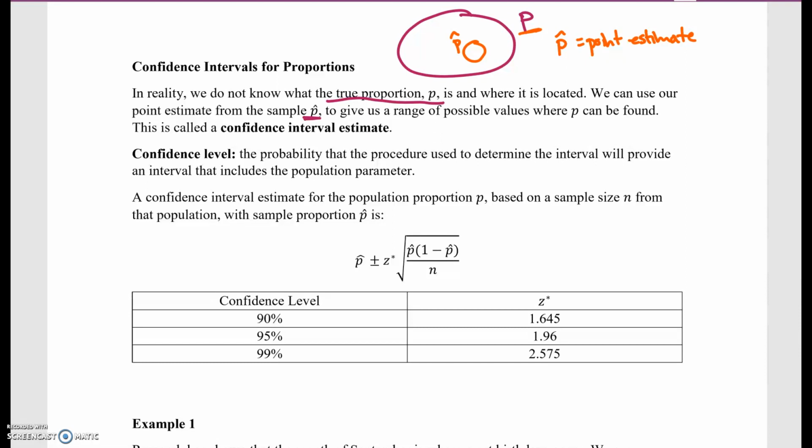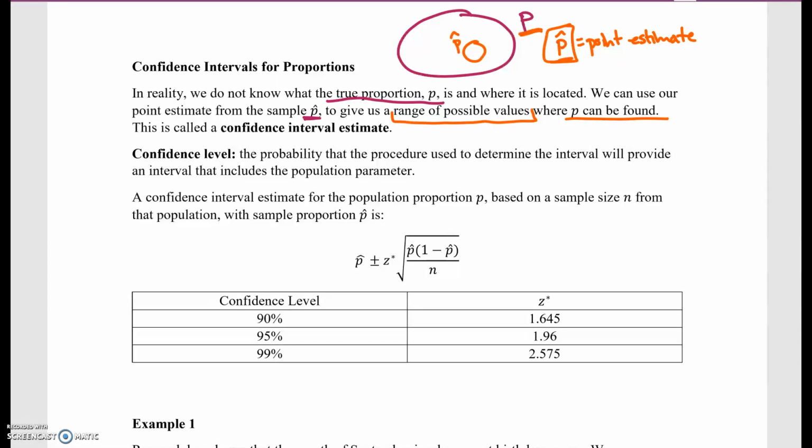Okay, so if everyone in the class got a sample, all of you are going to have different p hats. So which one is the true p? Since a lot of you have different ones, everyone's going to have a different estimate. So having one particular value to estimate p can be a little bit difficult. So instead, we are going to try to find a range of possible values of where p can be found. This is what we're going to call confidence interval estimates.